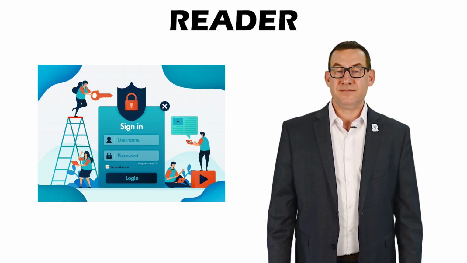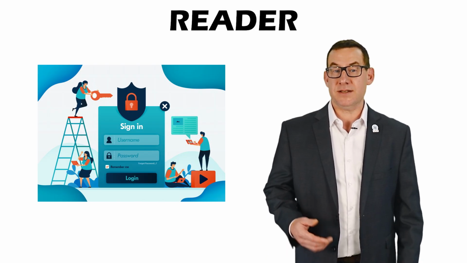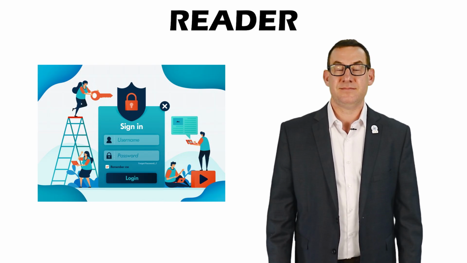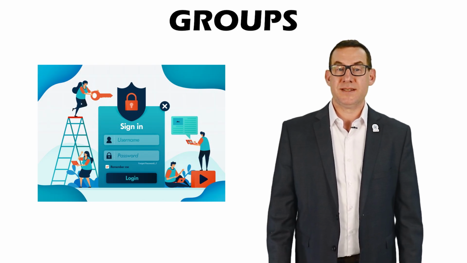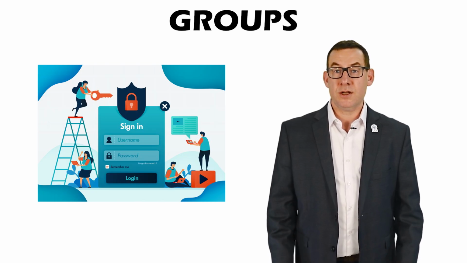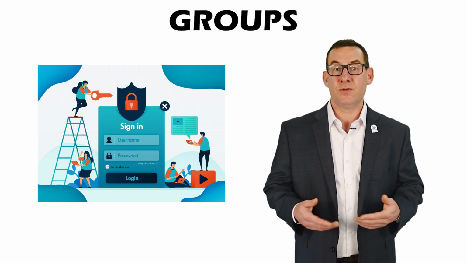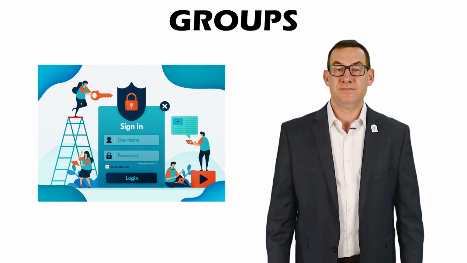Reader. A reader can only view data without making changes. Groups. Groups allow multiple users to share the same permissions based on their job function. This reduces administrative overhead.